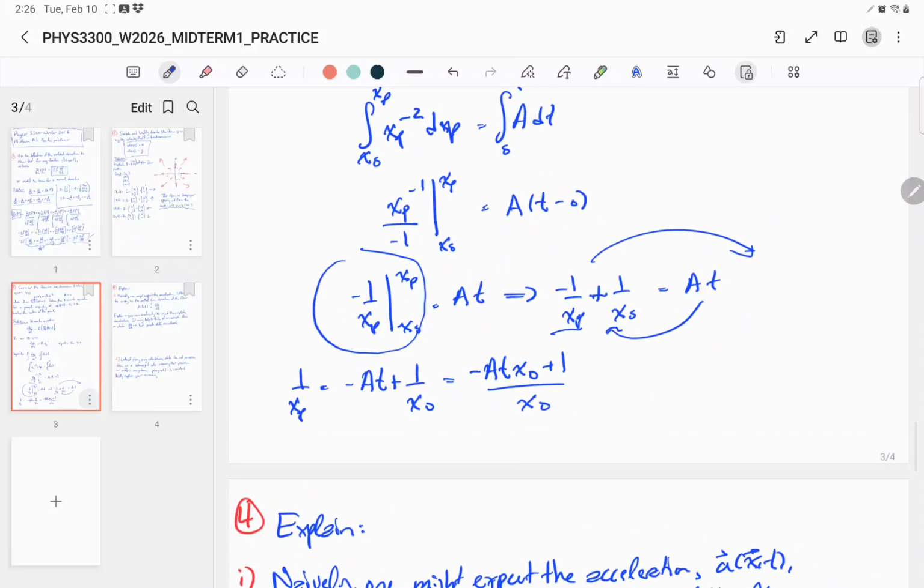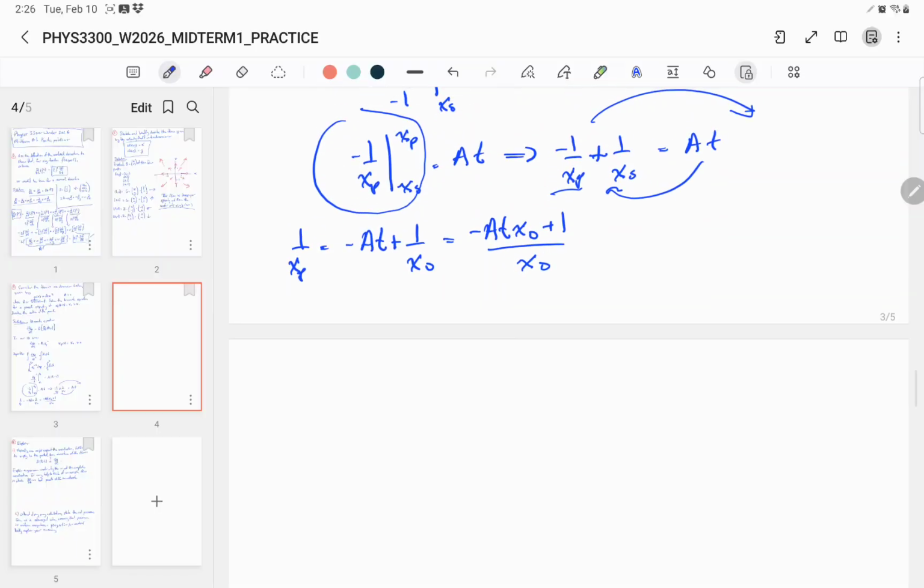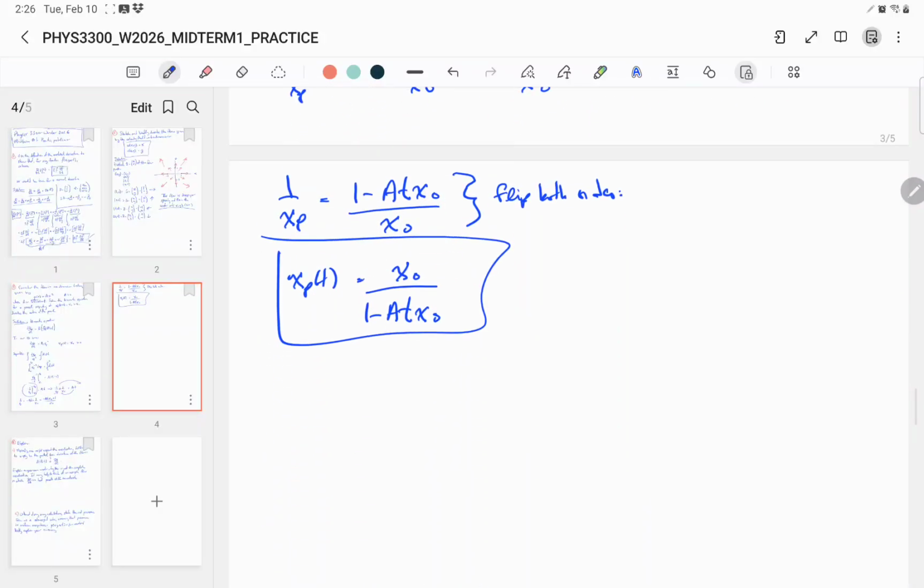And then let's add a page here. So we can flip. So we have an equation so far: 1 over x_p equals 1 minus at x naught over x naught. We can just flip both sides, and we end up with x_p of t is equal to x naught divided by 1 minus at x naught. So this is our final trajectory.